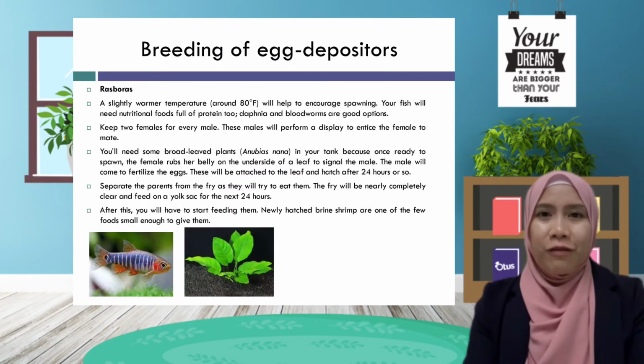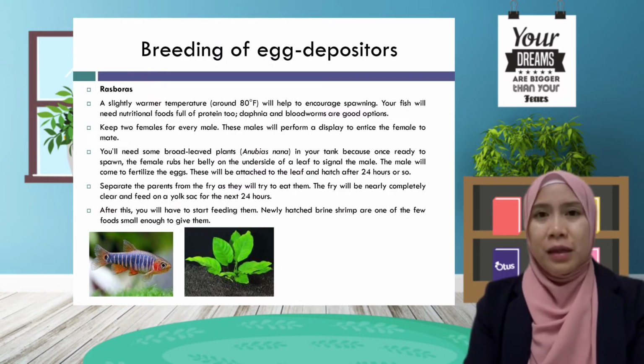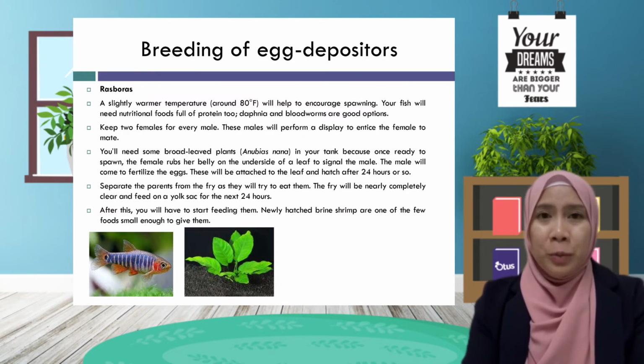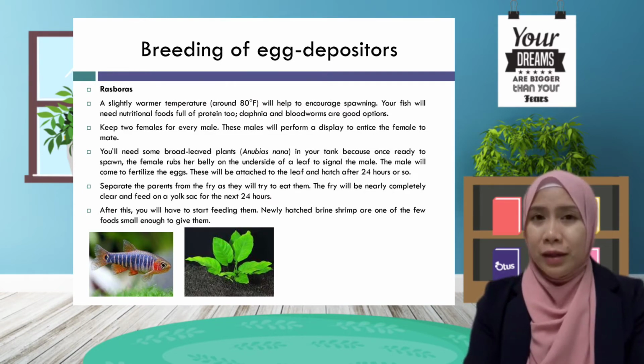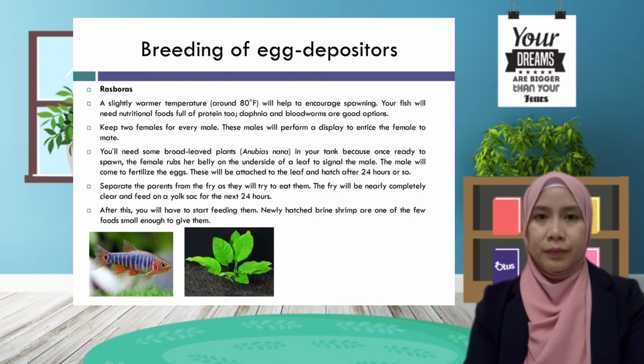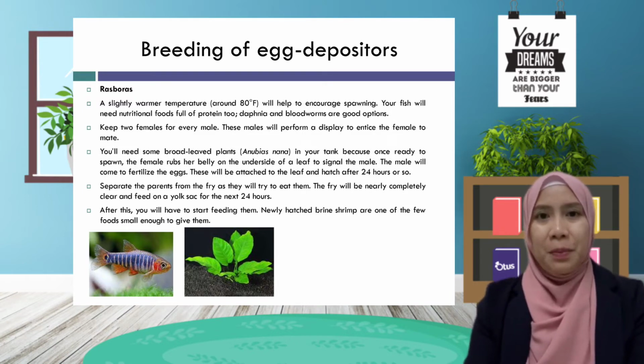One of the examples of egg depositors is Rasbora. To breed Rasbora, a slightly warmer temperature, around 80 degrees Fahrenheit, will help to encourage spawning. Rasbora fish will need nutritional food full of protein too, such as daphnia and bloodworms. Keep 2 females for every male. These males will perform a display to entice the female to mate.